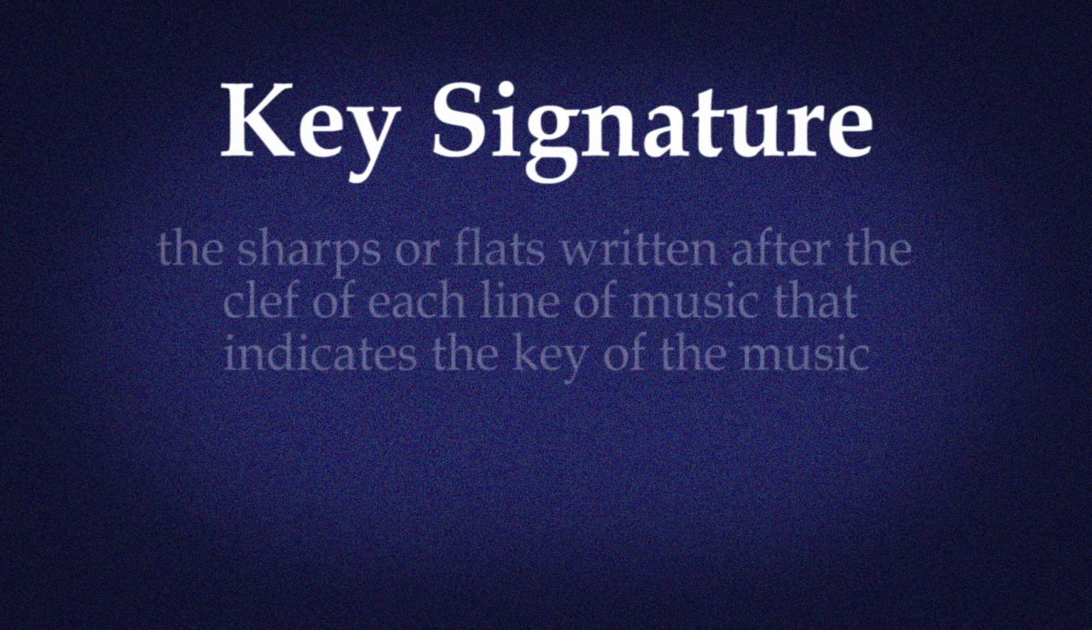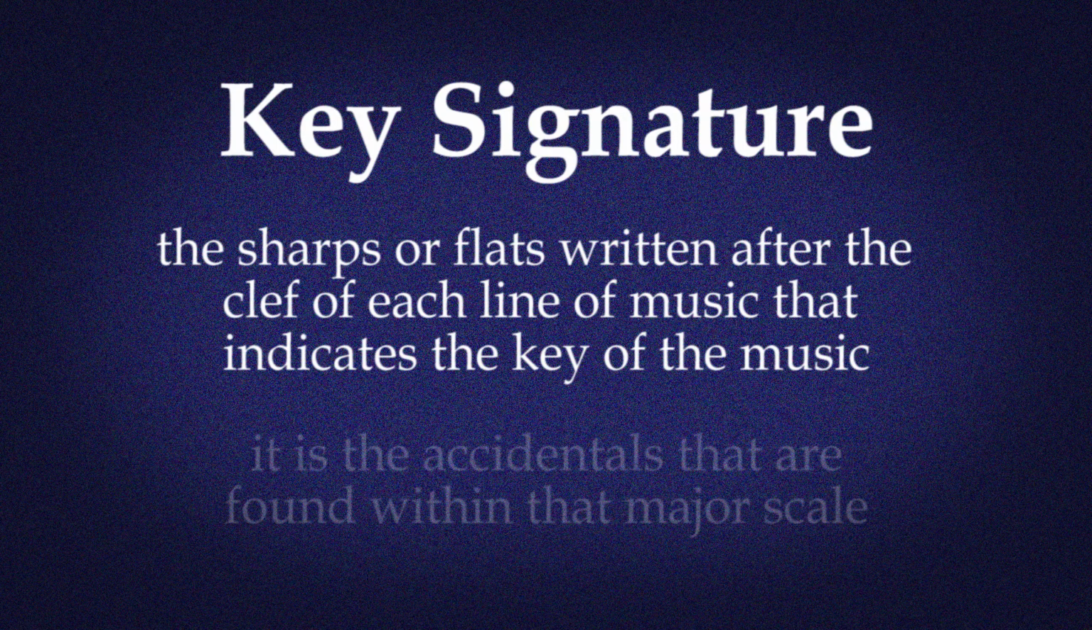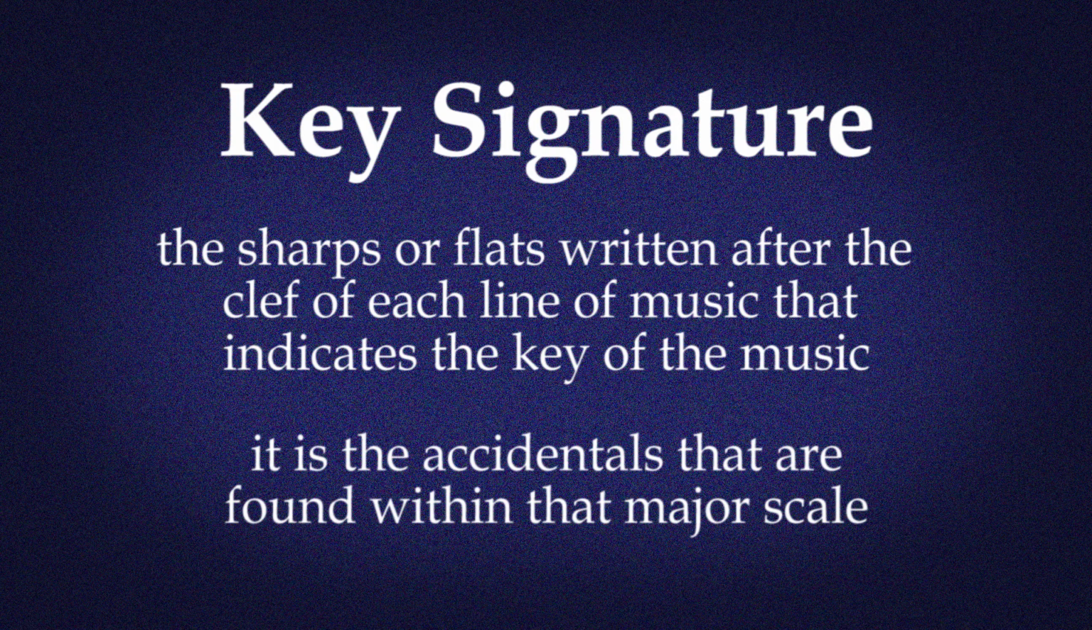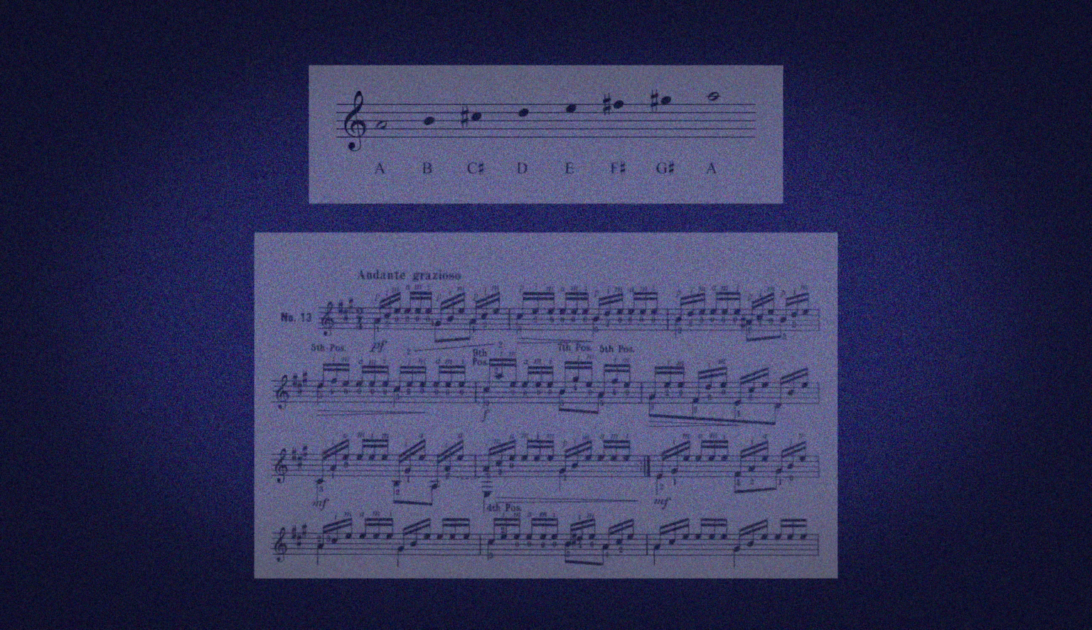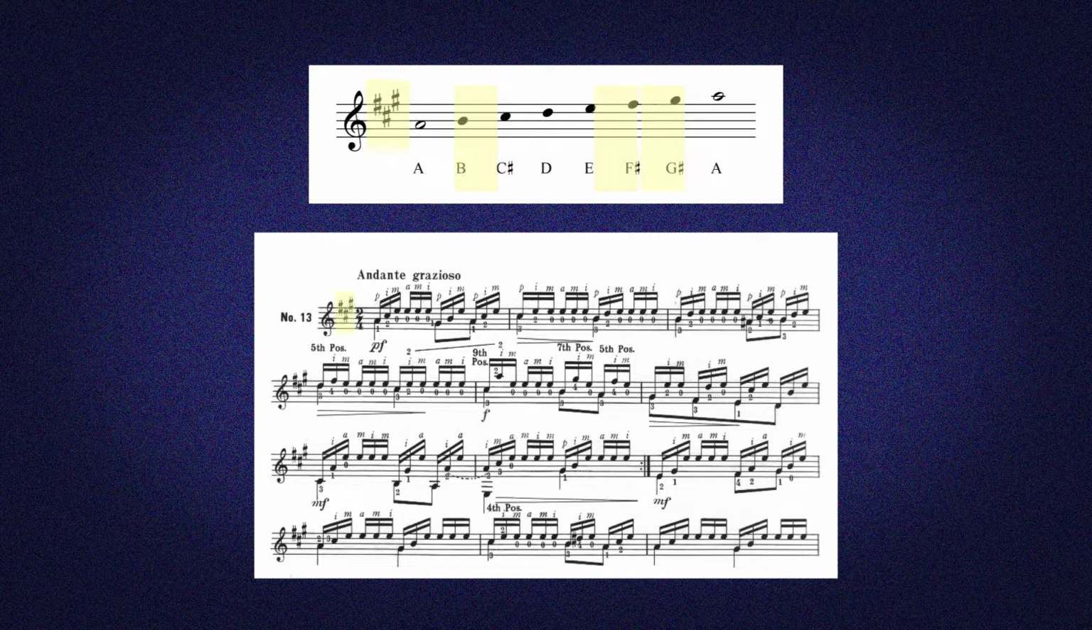The key signature is found at the beginning of every line of the piece. It is basically the accidentals that are found within that major scale. So if a piece of music uses the A major scale or is in the key of A major, the 3 sharps found in that major scale must be written at the beginning of every line of music within that piece. Recognizing that there are 3 sharps in the piece tells us specifically that we will be using the A major scale to play this piece of music.